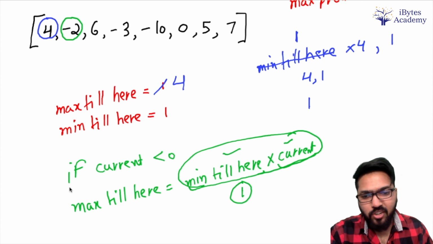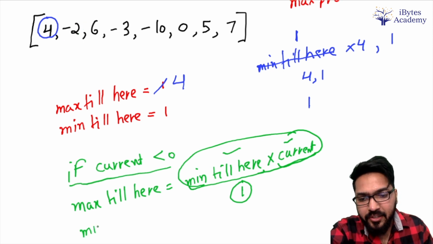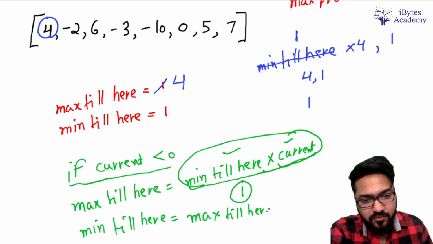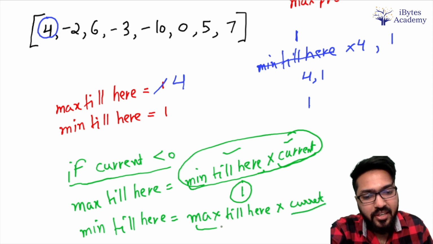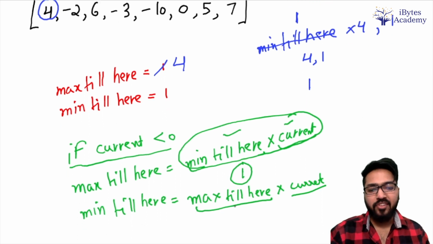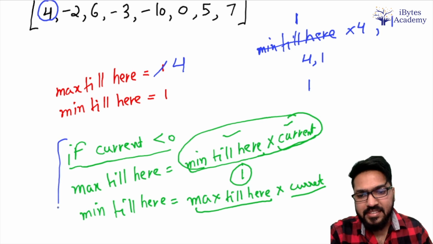Okay, so this is what we are going to do if current is less than 0, and also min till here is going to be updated with max till here into current, right? Because obviously current is going to be a negative number and max till here is going to be a positive number, so they are going to give me a negative value, right, which could be my min till here. So I hope this is clear.